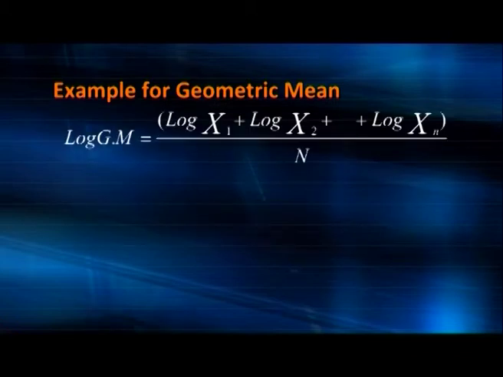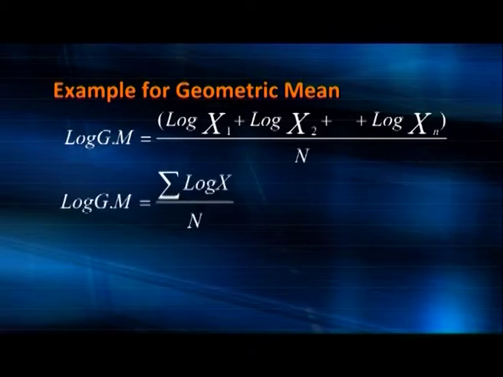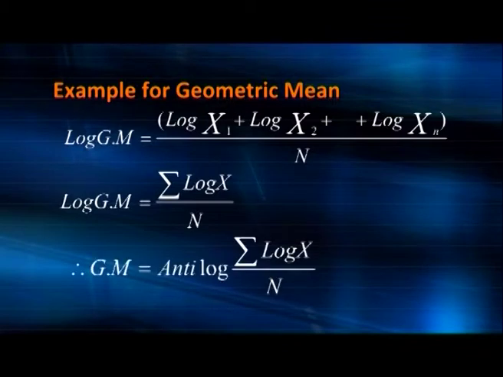That is, the log of the geometric mean is equal to the log of the variables x1 plus x2 plus x3 plus and so on to plus xn divided by the number of the data n, or log of the geometric mean is equal to the sigma of log x divided by n. Thus, by removing the log, we get that the geometric mean is equal to the antilog of sigma log x divided by n.